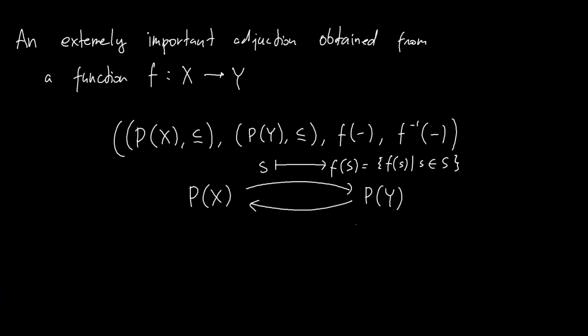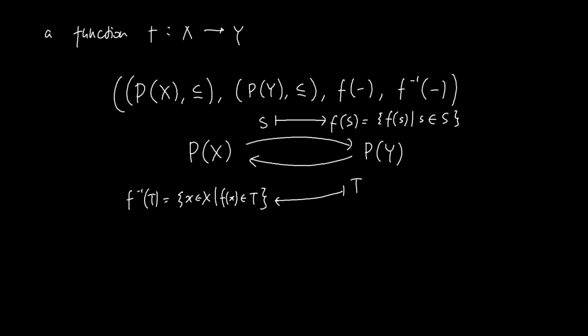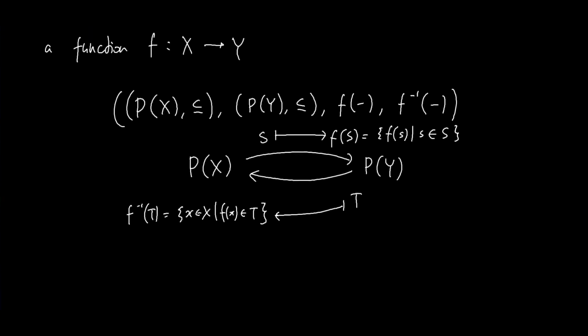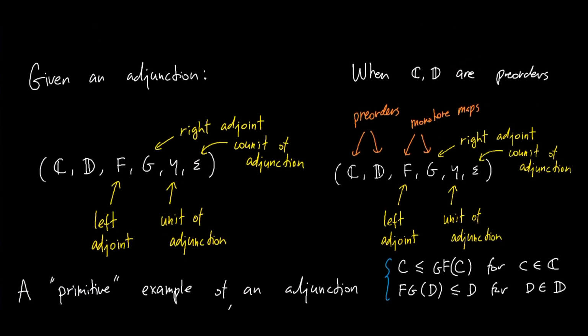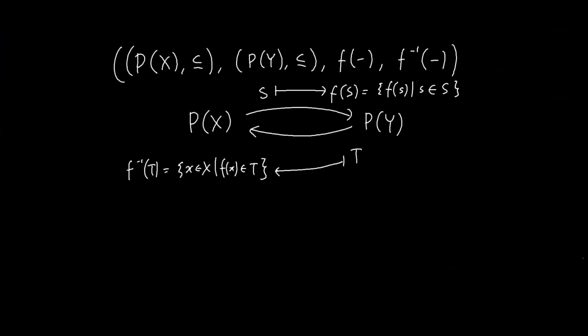And the inverse image map takes a subset T of Y, and it maps to all x's in X such that f of x is in T. So that's the inverse image of T under f. Of course, we know these notions very well. We use them a lot in mathematics, at least in set theoretic mathematics. And to confirm that this is an adjunction, all we have to do, according to what we said here, is check that f and g are monotone, and we do know that they're monotone, right?